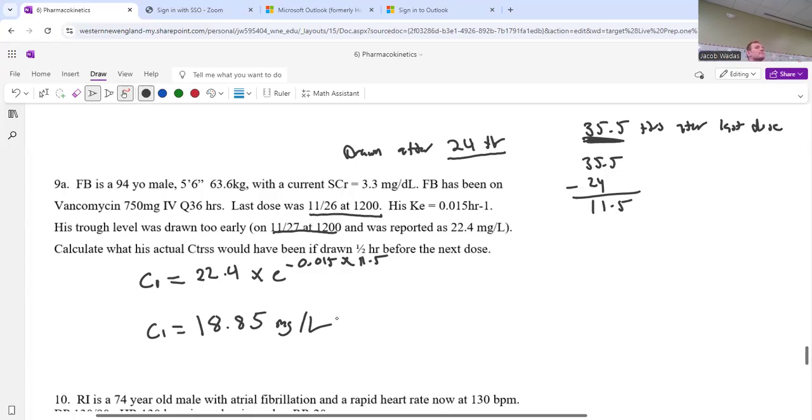Can you go back to where you got the 35? The 35. Yeah. So the patient is getting it every 36 hours. If they draw it correctly, you're going to draw the trough at 35.5 hours after the last dose. It's 30 minutes before, so the time that's passed is 35.5 hours. Make sense? You do minus 24, because the time that they drew the incorrect trough was 24 hours after the last dose, which is right here.